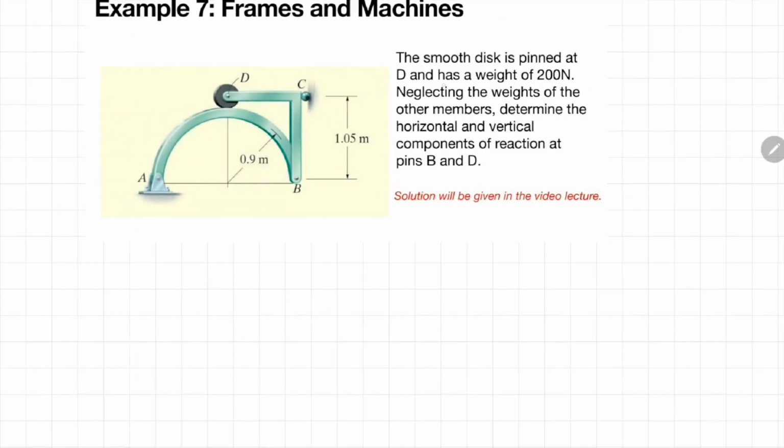Okay, so let us look at this final example. So given that the smooth disc, which is connected at point D, has a weight of 200 Newton. So there is 200 Newton force acting downward. Okay, and you are required to find the horizontal and vertical components of reaction at pins B and D.